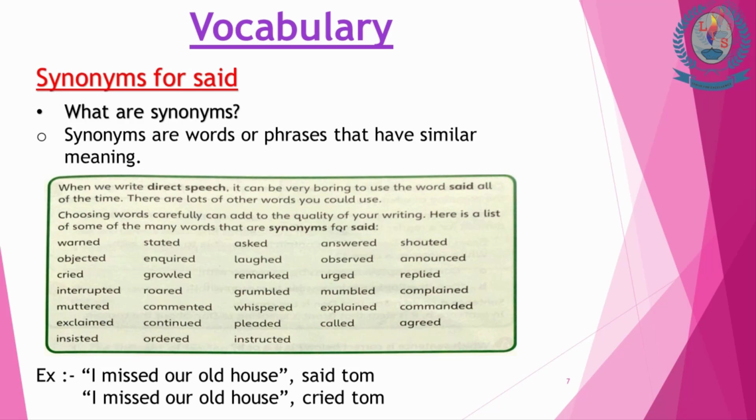Here are synonyms for said. So instead of said, you can use one of these words when you are writing direct speech. Let's look at an example. I missed our old house, said Tom. Instead of said, you can use another synonym for said. Yes, you can say, I missed our old house, cried Tom. Here, cried is a synonym for said.